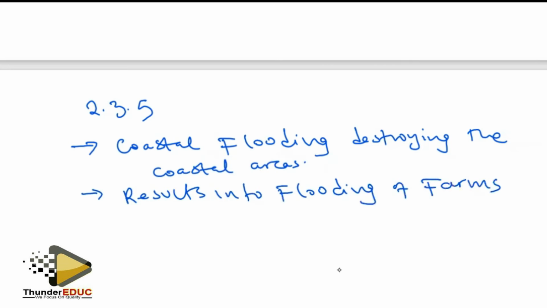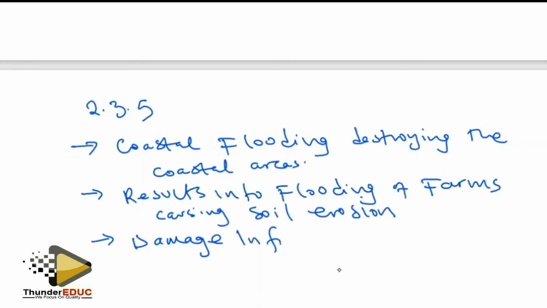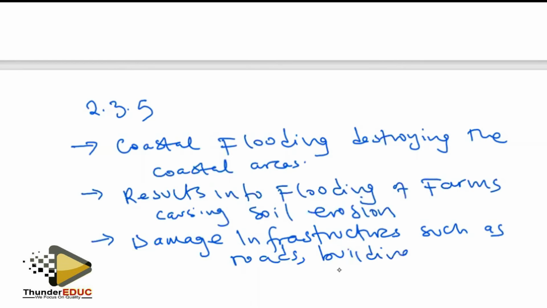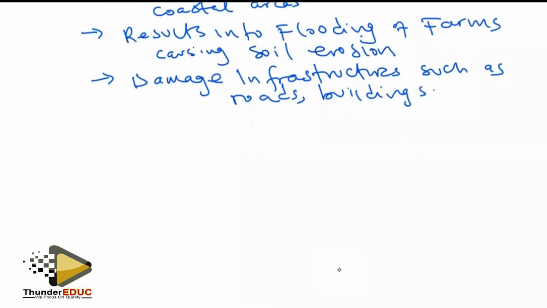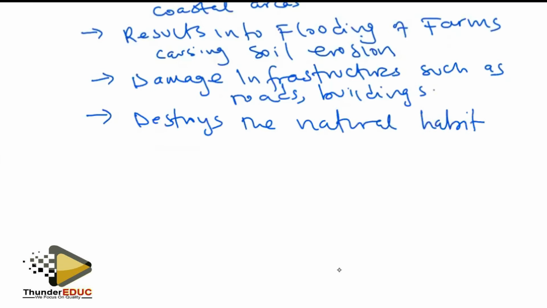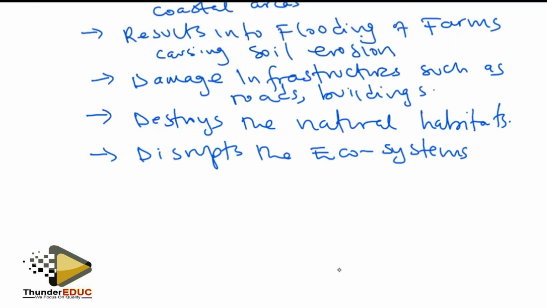flooding of farms, causing soil erosion, destroying infrastructures such as roads, buildings, destroys the natural habitats, disrupts the ecosystems.